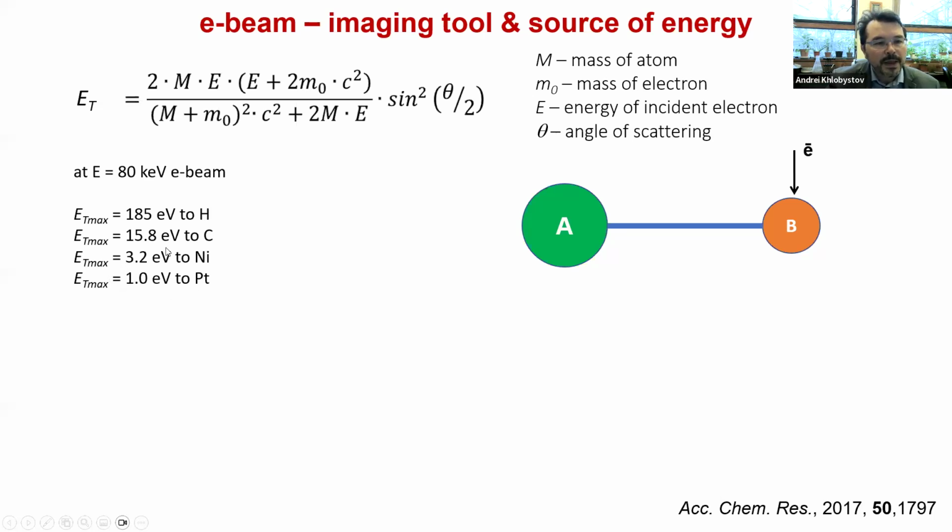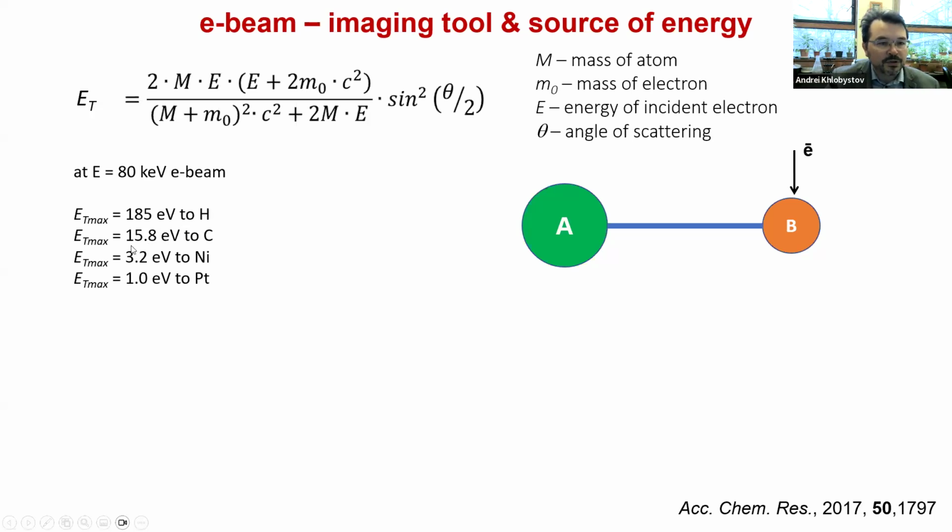If you take this into account, this is not so bad for the metals, for example, this energy transferred to them. Where it becomes really bad is for hydrogen. Of course, it's 185 electron volts to hydrogen. This is well above the energy that is required to break any chemical bond containing hydrogen. And this is clearly bad news for anything that is organic or biological.